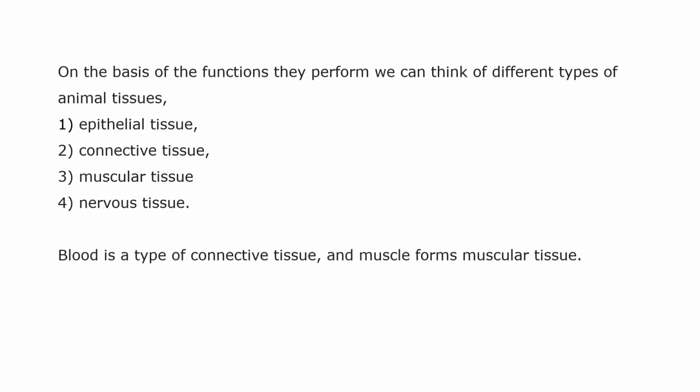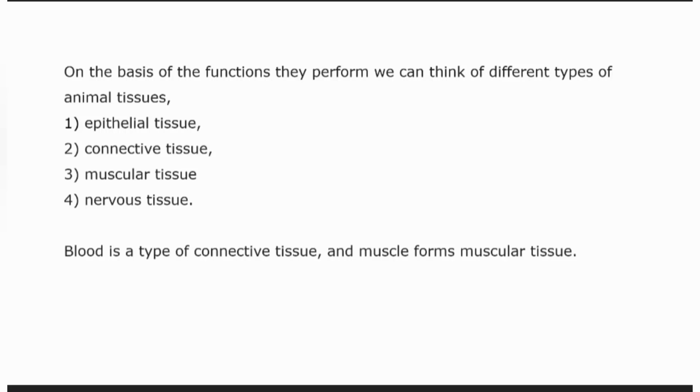On the basis of the function they perform, we can think of different types of animal tissue: epithelial tissue, connective tissue, muscular tissue, nervous tissue. Blood is a type of connective tissue and muscles form muscular tissue.